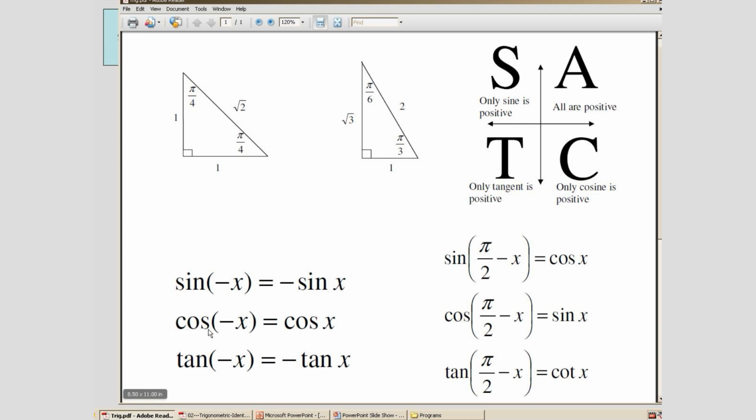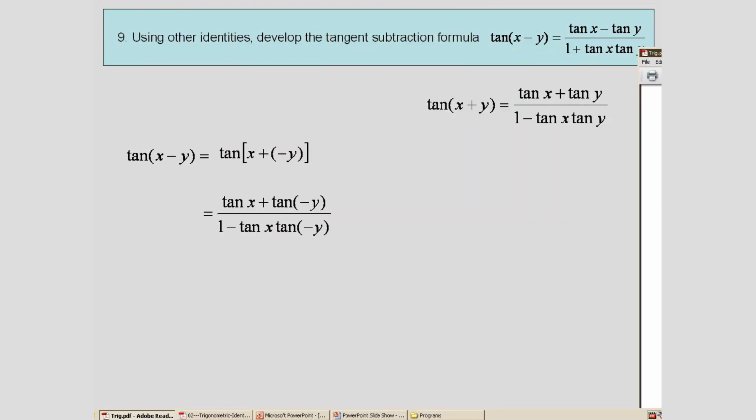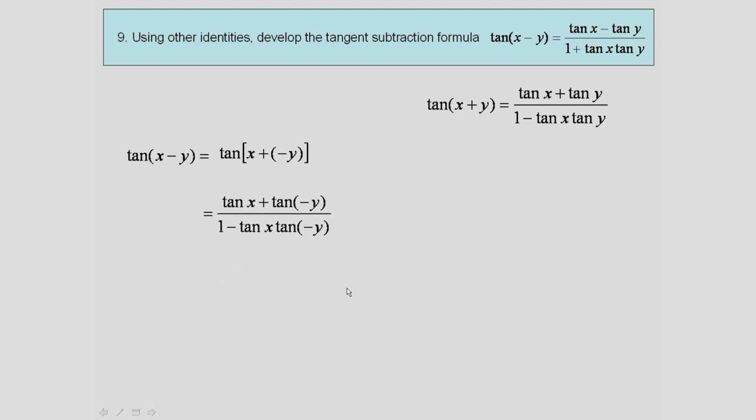The only one that's kind of the exception is cos negative x. That works out to cos x. This is the one we're interested in. Tan of negative x is negative tan x. Therefore, tan of negative y can be written as tan y, but negative. Take a look at this. It's the same as tan y, but negative. Tan negative y is the same as tan y, but negative.